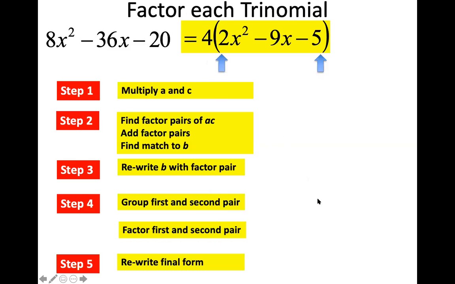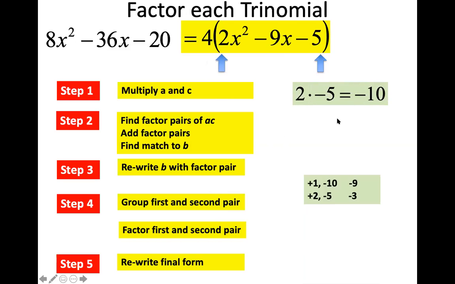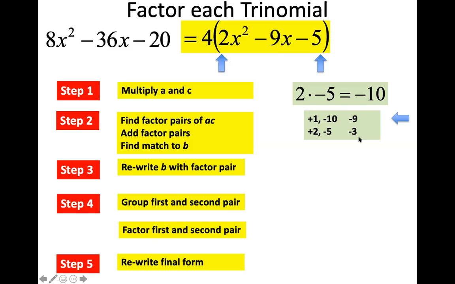All right, a times c is negative 10. I need factor pairs of negative 10 that add up to negative 9. Well, let's see. The obvious one would be 1 and 10. That could get to a 9 if the 10 is negative and the 1 is positive. 2 and 5 don't get me anywhere close to that. All right, so it's negative 10 and a positive 1. And remember, when one of them is negative and one of them is positive, we like to write the negative one first.